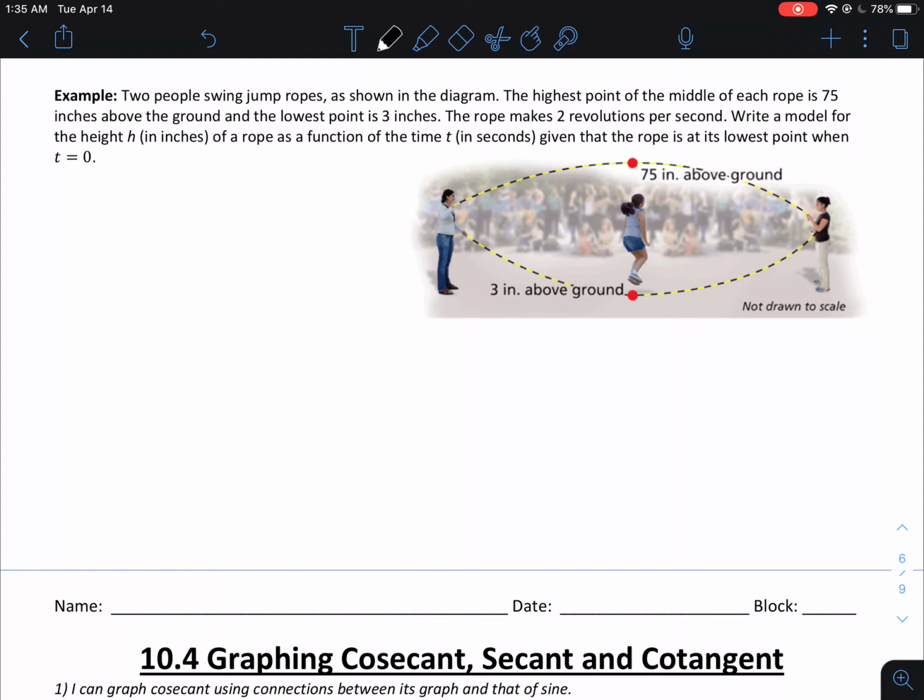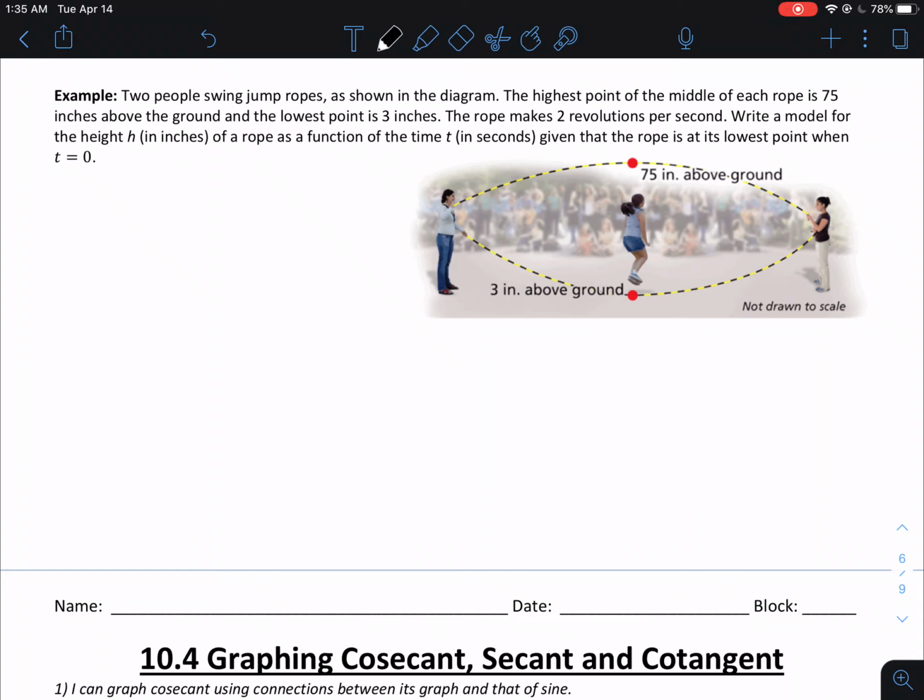It tells us the highest point of the middle of each rope is going to be 75 inches above the ground, and the lowest point is 3 inches above the ground. The rope makes 2 revolutions per second. We're going to write a model for the height h in inches of a rope as a function of time t in seconds, given that the rope is at its lowest point when the time t is equal to 0.